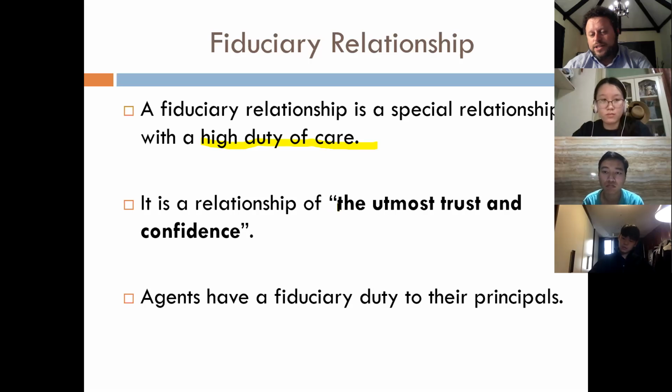Technically, this is the definition: the utmost trust and confidence. It's like a doctor, a lawyer, a financial advisor, a bus driver. It's that kind of level, that really high level. So now, how do you create this kind of relationship?